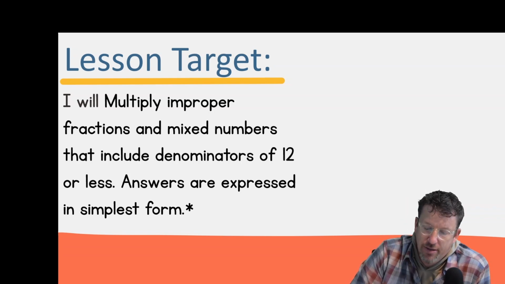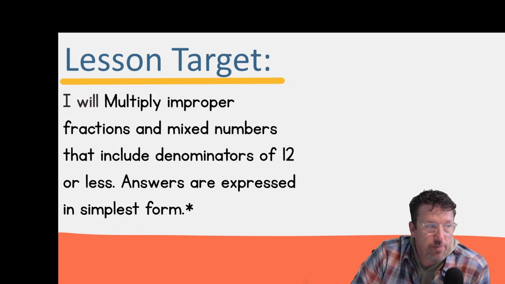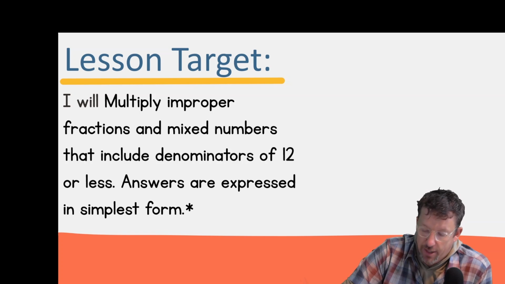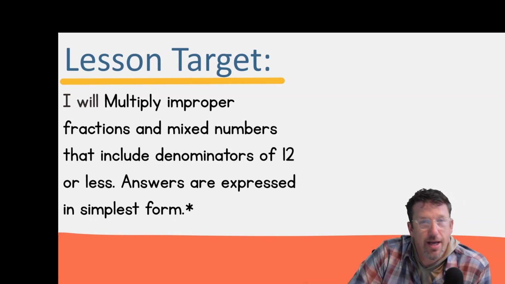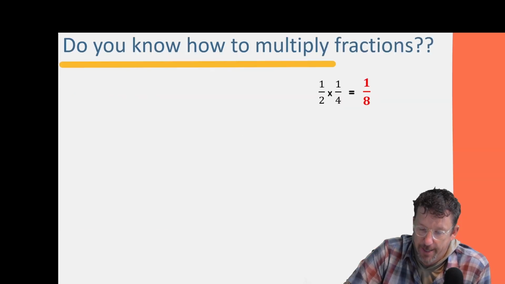All right, so lesson target. What we're going to work on, we're just going to be multiplying improper fractions and mixed numbers. We're not going to have to do any of the modeling. We're just going to focus on the way I can do it so I can get the final answer. If you understand how to multiply standard fractions, this is going to seem very similar. Let's check it out.